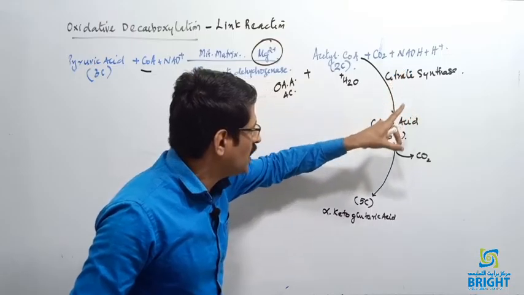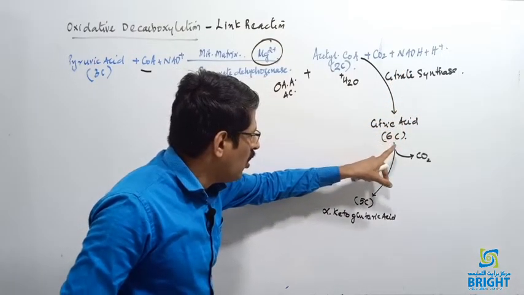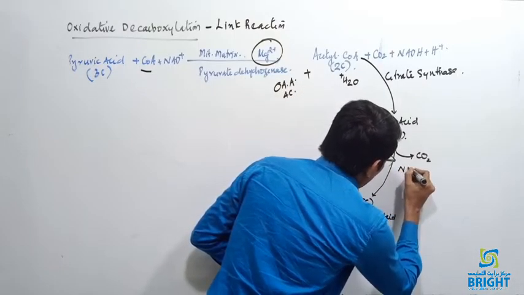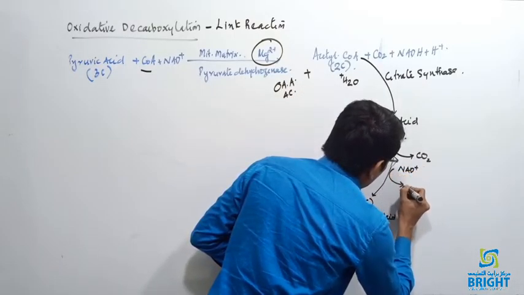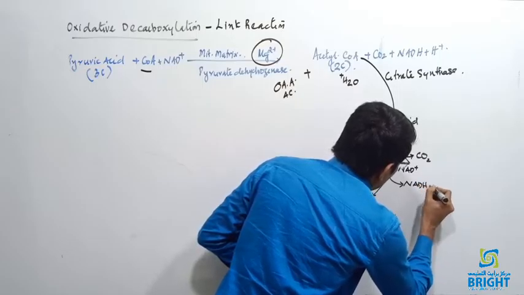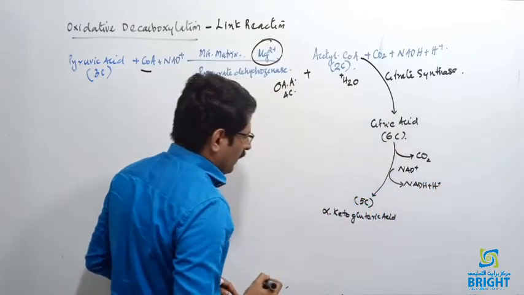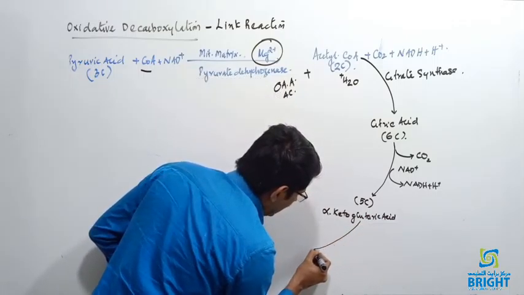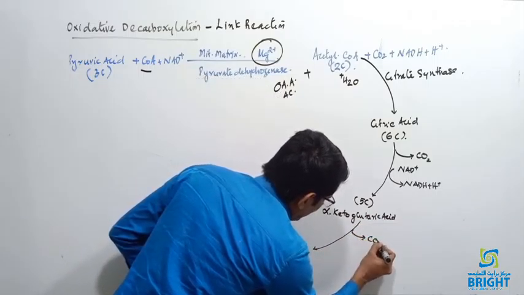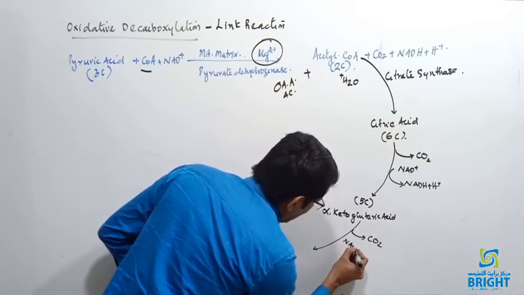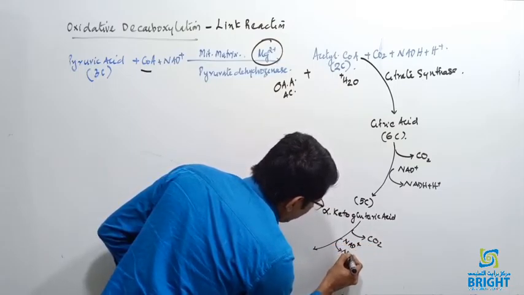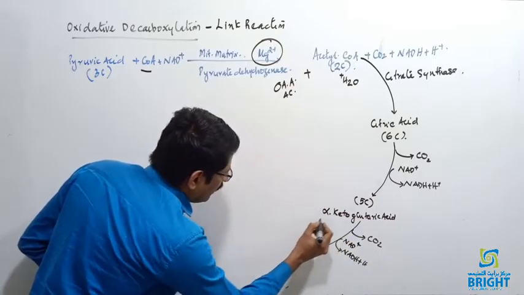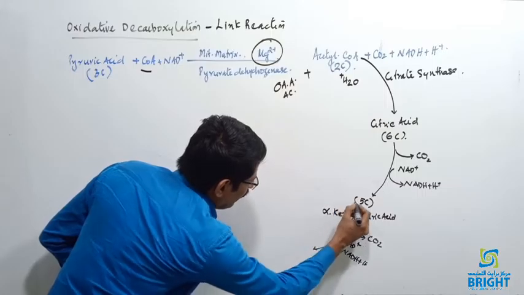So citric acid is a 6-carbon compound, and citric acid is formed by the enzyme citrate synthase, and citric acid undergoes decarboxylation, and along with decarboxylation one NAD+ molecule is converted into NADH+H+, and it is a 5-carbon compound, alpha ketoglutaric acid. Again it releases one molecule of carbon dioxide. There also one NAD+ molecule is converted into NADH+H+.